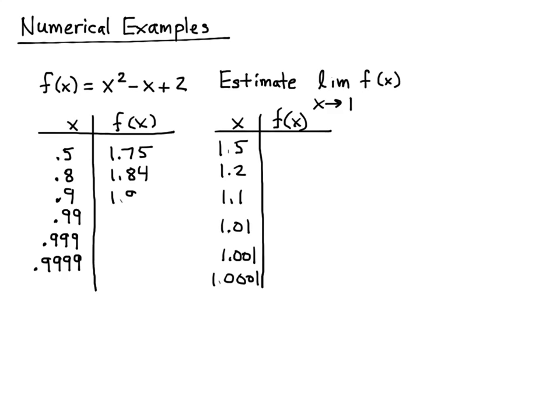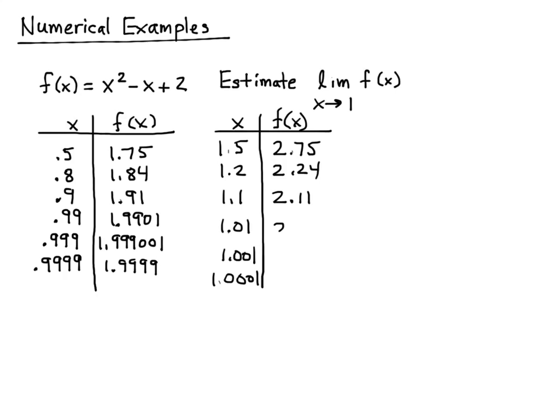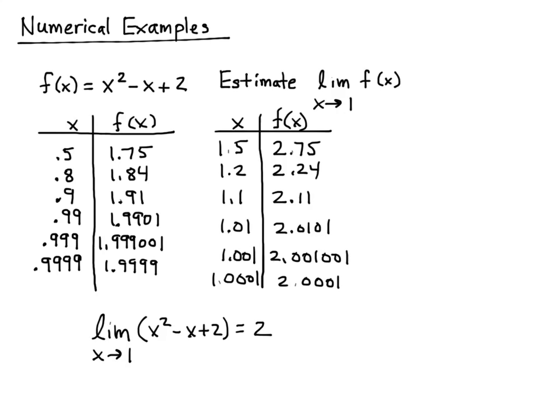I did a little number crunching, and these are the values that I get. What do you think my limit is? It's pretty plain: they're both getting very, very close to 2. If I use values of x even closer to 1, we're going to get even closer to 2. And you would expect this, because if you plug in a 1, you get a 2. So what we say here is that the limit as x goes to 1 of this function equals 2.